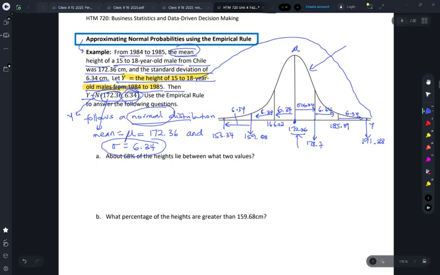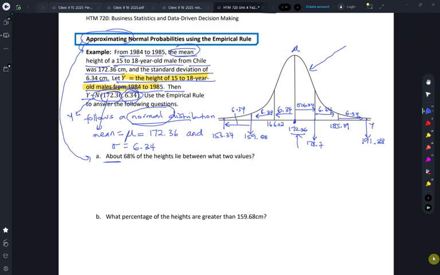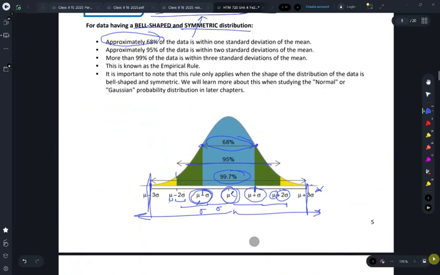Okay, with this, we have been told that y follows a normal distribution, which means it is bell-shaped and symmetric. And if our goal is to find some approximations of areas under this curve, for instance, we are asked that about 68% of heights lie between what two values? Without a calculator or without an exact computing machine, we can use the empirical rule since it applies specifically to bell-shaped and symmetric distributions, of which a normal distribution is an example.